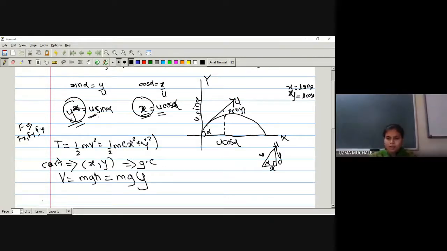Again, this is also a conservative case because firstly we have applied the velocity u. Okay, so this is also a case of a conservative system because no external force is considered.